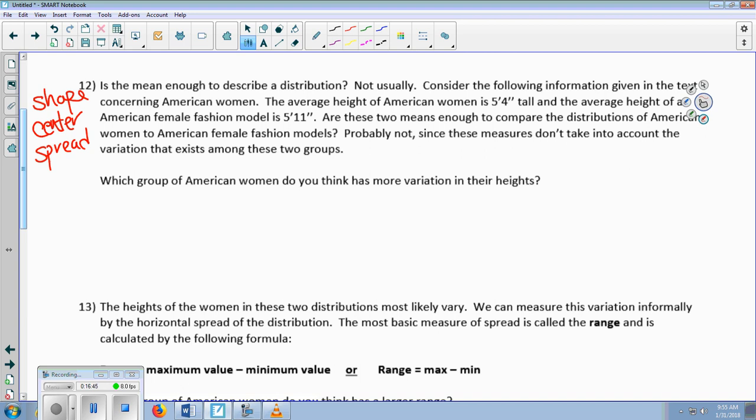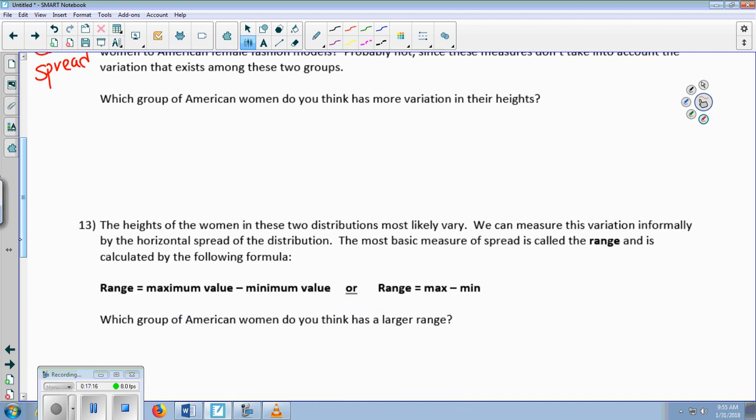So consider the following information concerning American women. The average height of American women is 5 feet 4 inches. The average height of an American female fashion model is 5 feet 11 inches. Are these two means enough to compare the distribution of American women to American female fashion models? Probably not. All we know is the typical value.